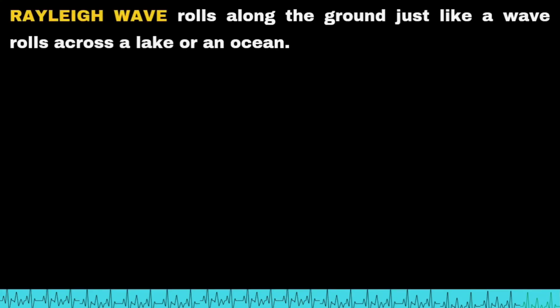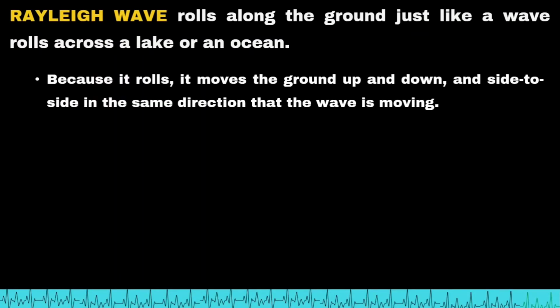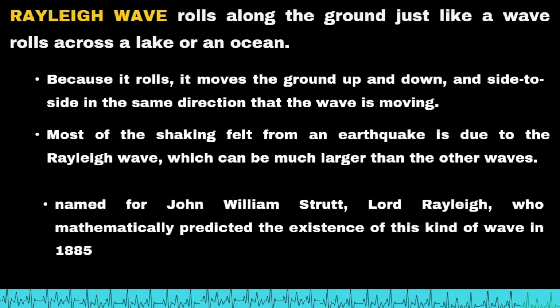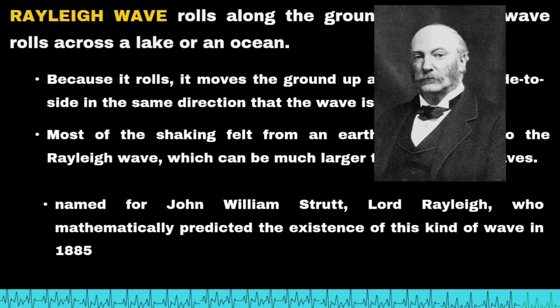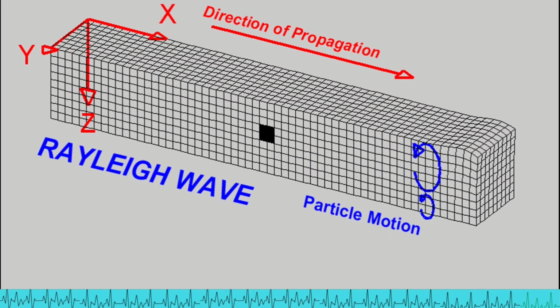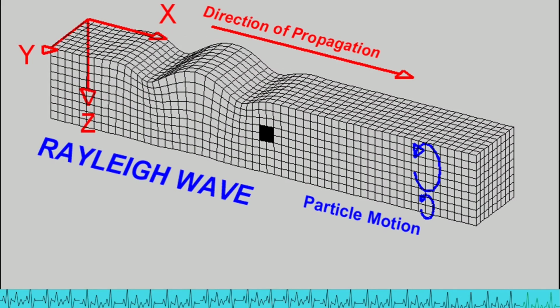Next type of surface wave is Rayleigh wave that rolls along the ground just like a wave rolls across a lake or an ocean. Because it rolls, it moves the ground up and down and side to side in the same direction that the wave is moving. Most of the shaking felt from an earthquake is due to the Rayleigh wave, which can be much larger than the other waves. Named for John William Strutt, Lord Rayleigh, who mathematically predicted the existence of this kind of wave in 1885. So this is how a Rayleigh wave moves in rolling motion.